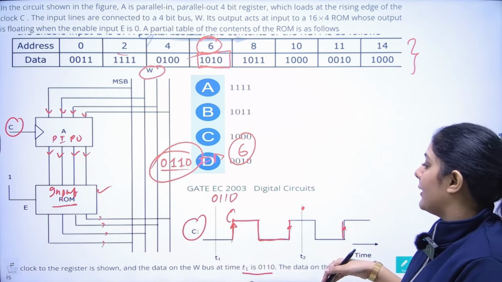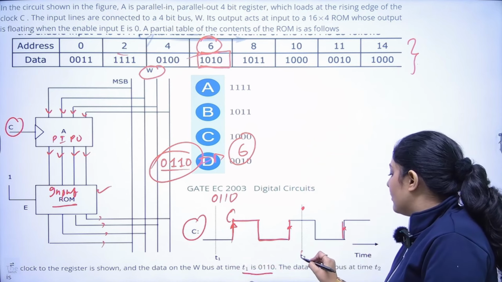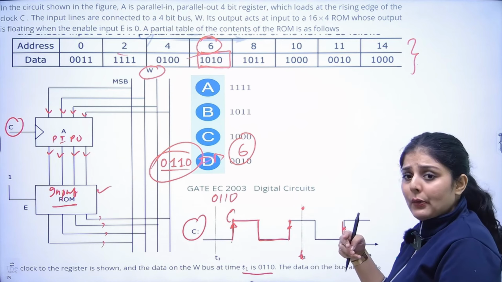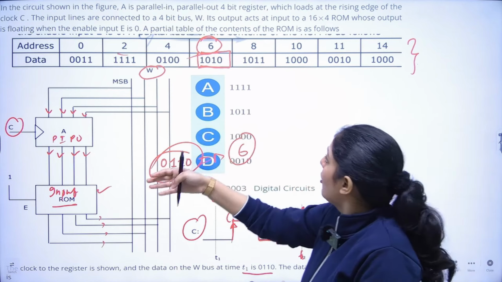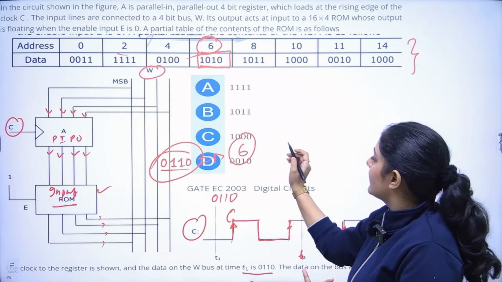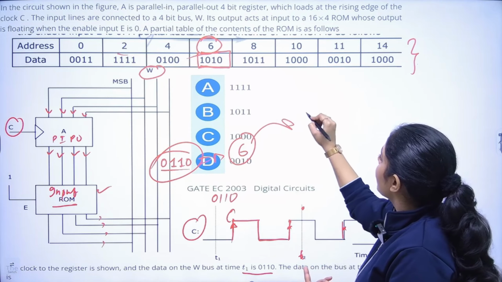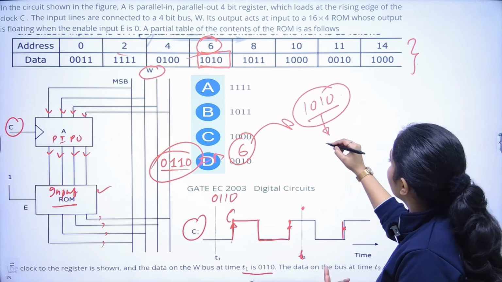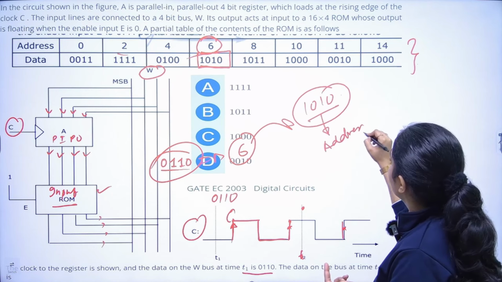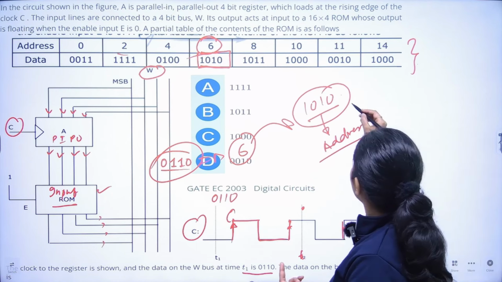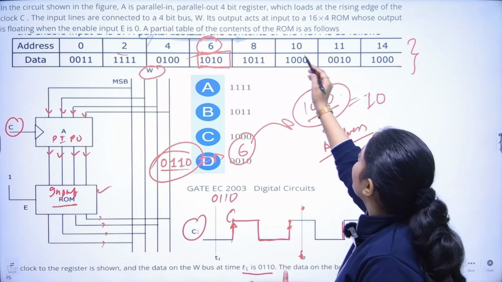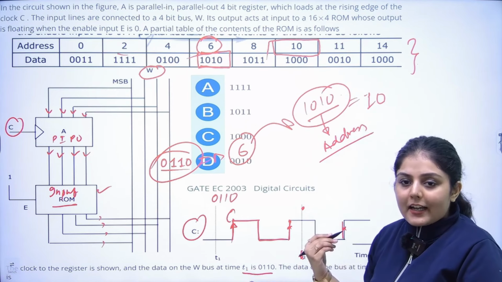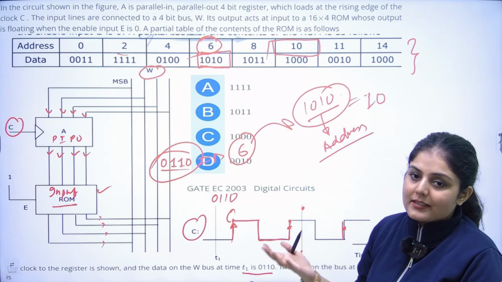Now what will happen? Again at T2 rising edge, the PIPO inputs will be given to the ROM. The data inside the address, that is 1010, will act like the address to the next data, right? So this is the address, 1010 is nothing but 10. So now this will be the new address and the data inside it will be the data inside the bus.